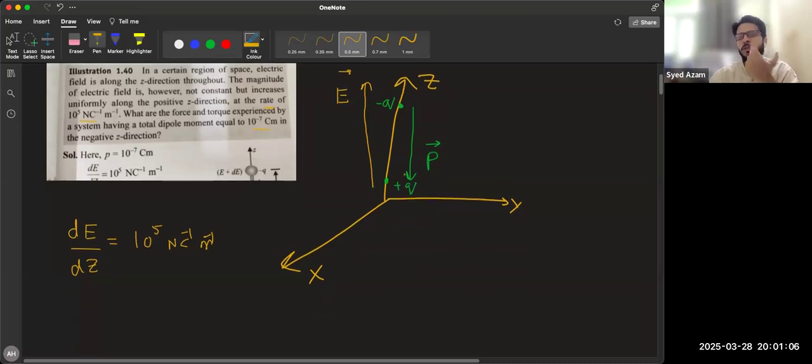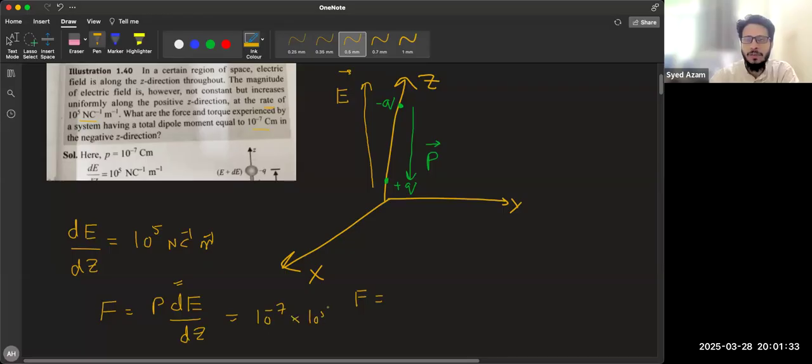Now you're supposed to calculate the net force on the dipole. Although there's a lengthy derivation, I'm not going into the derivation. I'm writing the direct result. To get force in these types of cases, the expression is dipole moment into dE by dz. So here the dipole moment is 10 to the power minus 7. You can use this as a standard result. dE over dz is 10 raised to power 5. So it's 10 raised to the power minus 2. But the important thing is direction of force. In which direction the force will act. Force can act along positive x-axis or negative x-axis.